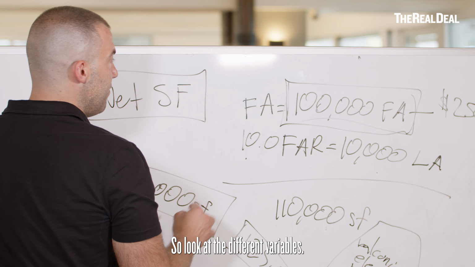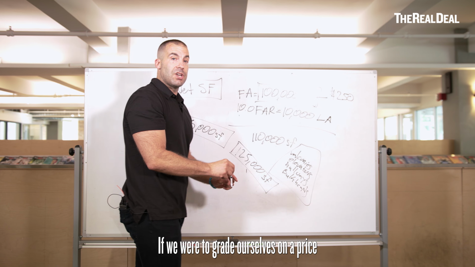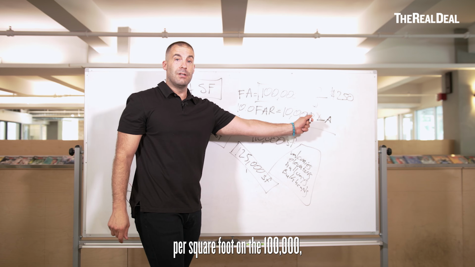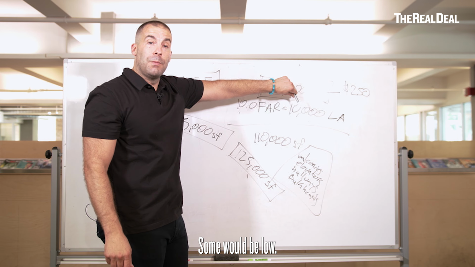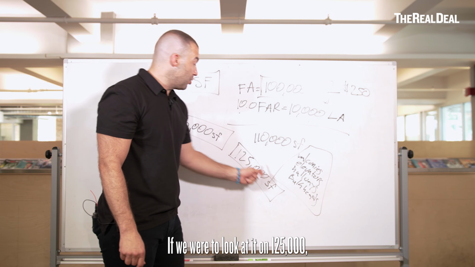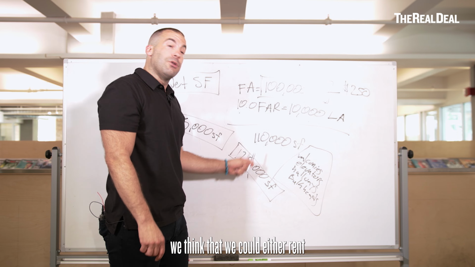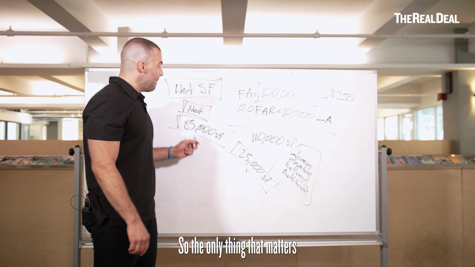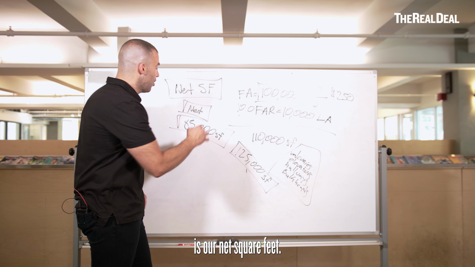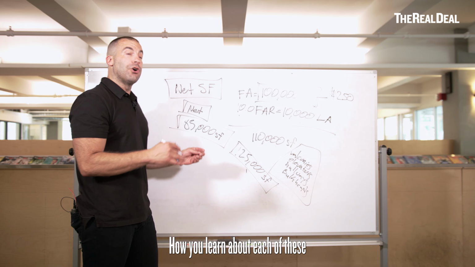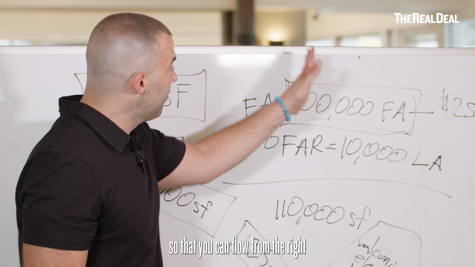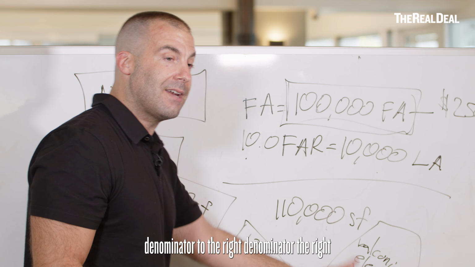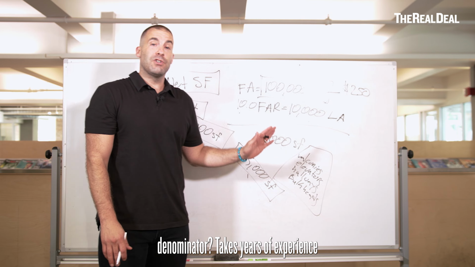So look at the different variables. If we were to grade ourselves on a price per square foot on the 100,000, some of our costs would be high, some would be low. If we were to look at it on 125,000, we think that we could either rent or sell way more than we actually could. So the only thing that matters at the end of the day, and we keep reiterating it, is our net square feet. How you learn about each of these so that you can flow from the right denominator to the right denominator takes years of experience and or listening to the blueprint.